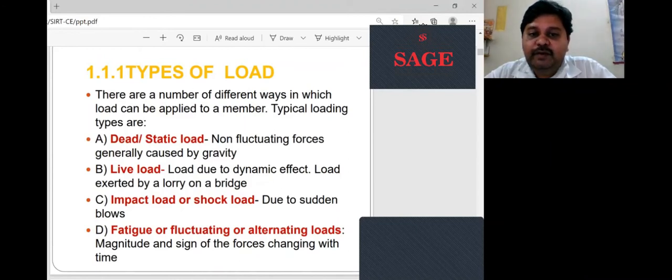Second is the live load. Live load is a dynamic load due to external agents, for example when a lorry is moving on a bridge or a pedestrian is on the bridge. These are the live loads.